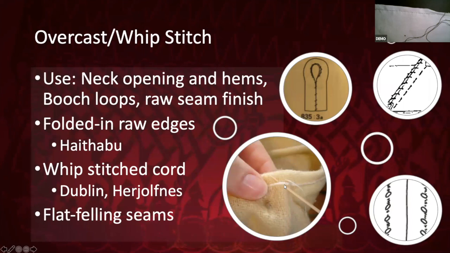And then this is another seam finish where you lay in a cord, and this is a double ply thread, and you whip stitch over it. And I think this is a hem, but you can also use this as a neck finish. It's a real nice pliable neck finish. So the folded in raw edges, like the one on the top right, was found at Hedeby. The whip stitch cord was found in Dublin and Herjolfsnes, and that is a 14th century find. So that's why I called this Scandinavian stitches. And then flat filling the seams was pretty ubiquitous.